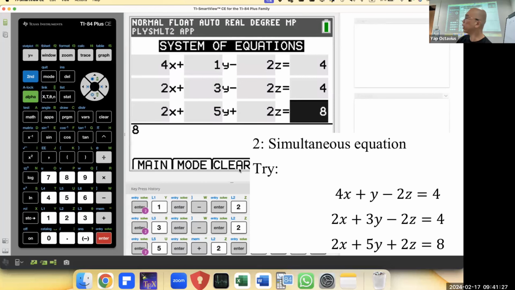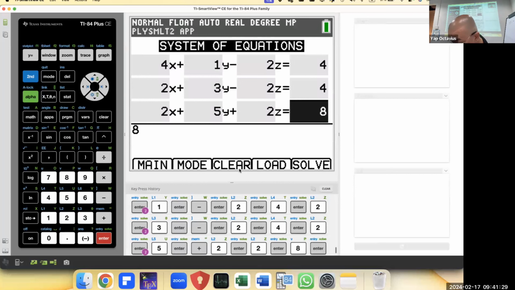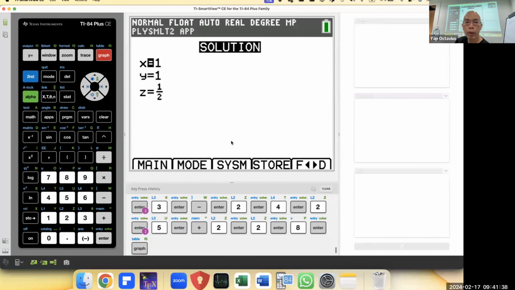After keying in, you should get this. Then you just press the graph, then you can solve it. Let's see what we get. We get one and a half. So I think the orientation is all done already.